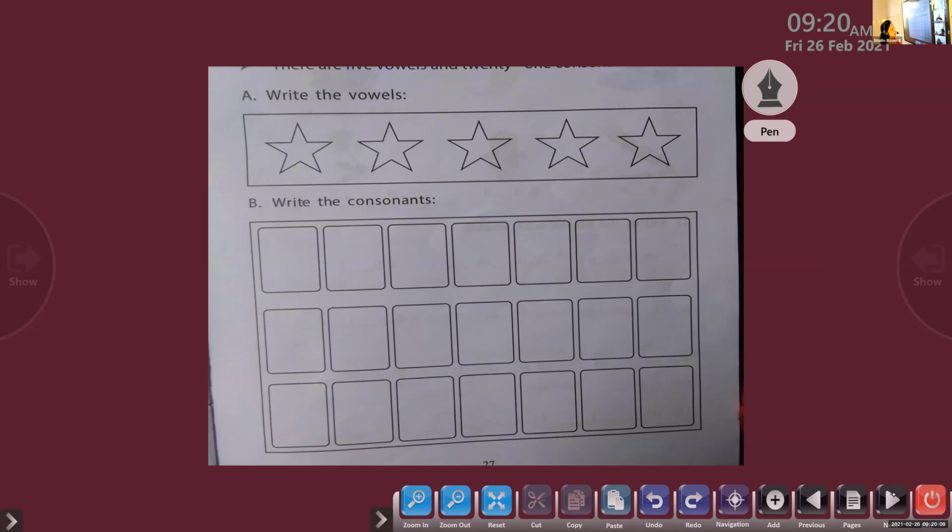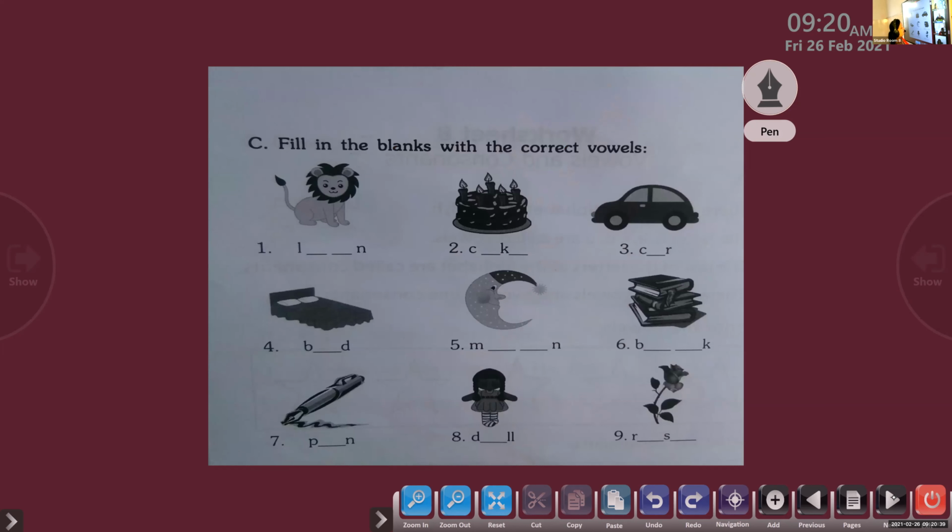Now, which are the vowels? Madhav, unmute. Which are the vowels? A, E, I, O, U. And the remaining 21 are the consonants. We have already done that, so no need to do it again now, right? A, E, I, O, U are vowels. The remaining 21 are called the consonants. Okay. Good effort, Madhav. Thank you.